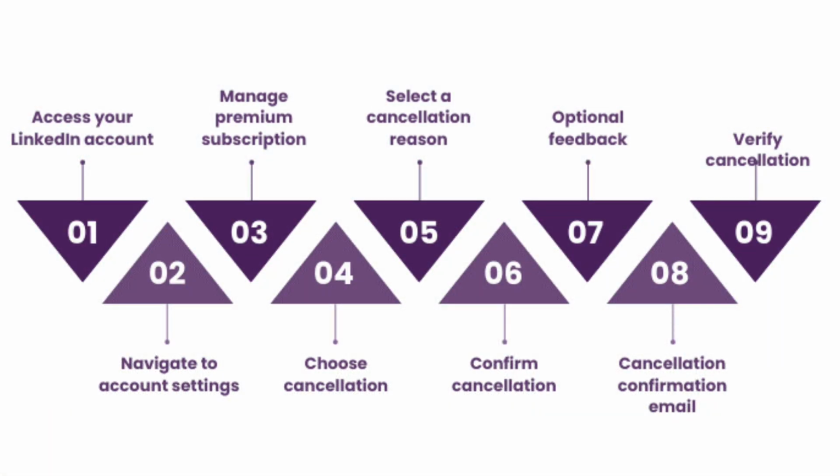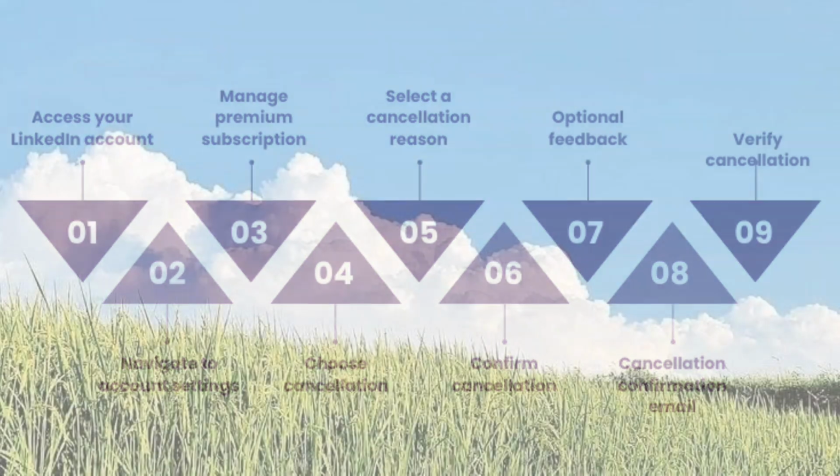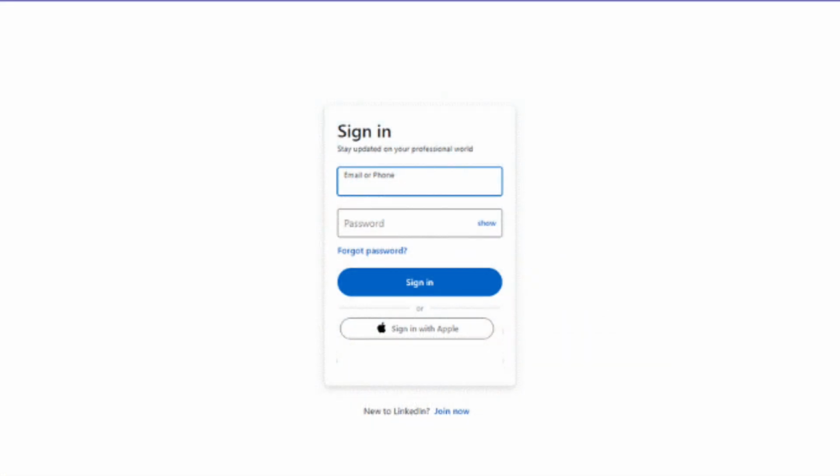On browser, these steps will guide you through the process of how to cancel LinkedIn Premium on your browser. Step 1. Access your LinkedIn account. Firstly, log into your LinkedIn account using your credentials. Make sure that you are logging into the correct account associated with your LinkedIn Premium subscription.